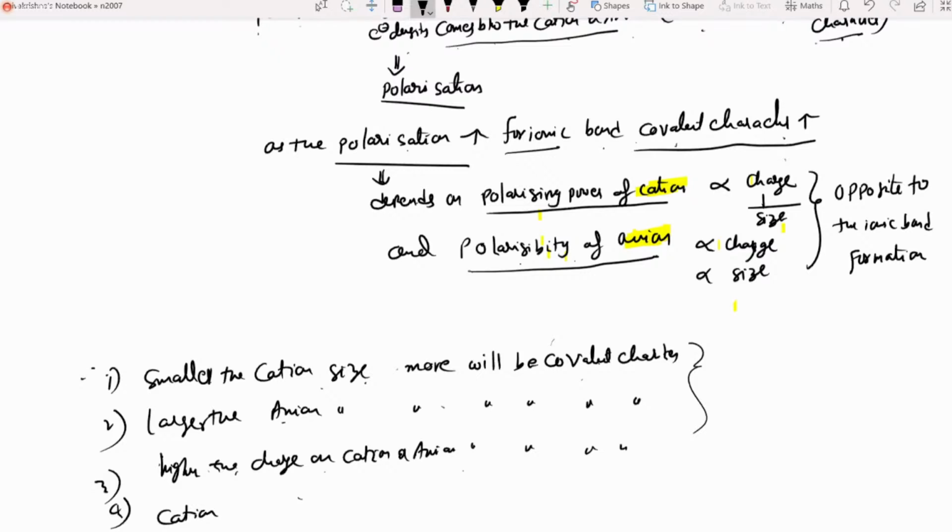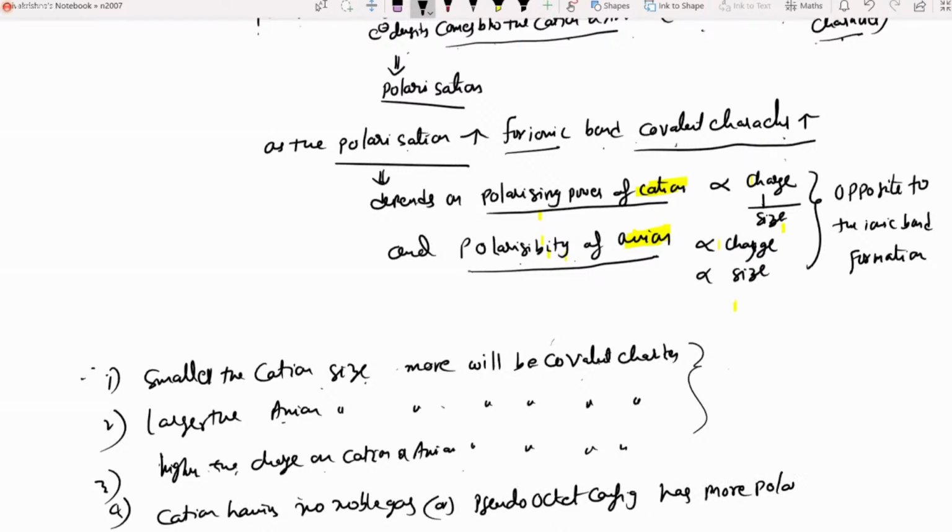A cation having no noble gas configuration, or pseudo-octet configuration, has more polarizing power. And what is the meaning? More is the covalent character. These are called Fajan's rules. And Fajan's rules explain the polarization, and indirectly explain the covalent character.